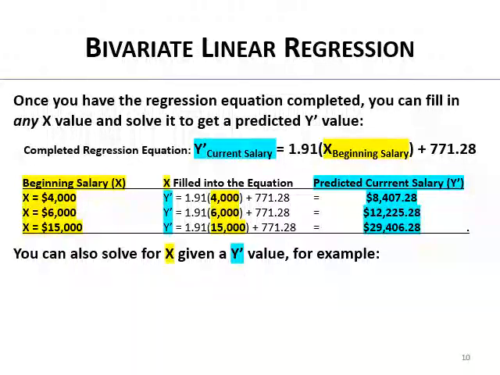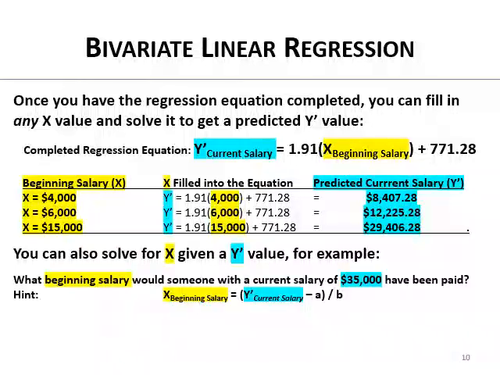So you can also go backwards. You can solve for an X given what someone's predicted salary is. So it's just a little bit of algebra. The formula flipped around for predicting someone's beginning salary based on what we thought they currently earn is just their current salary minus A, and then that thing's divided by B. That gives you their current salary. It's just flipping around the equation.